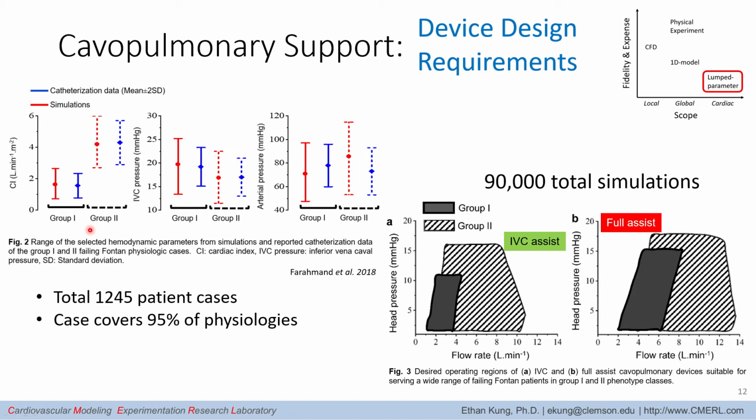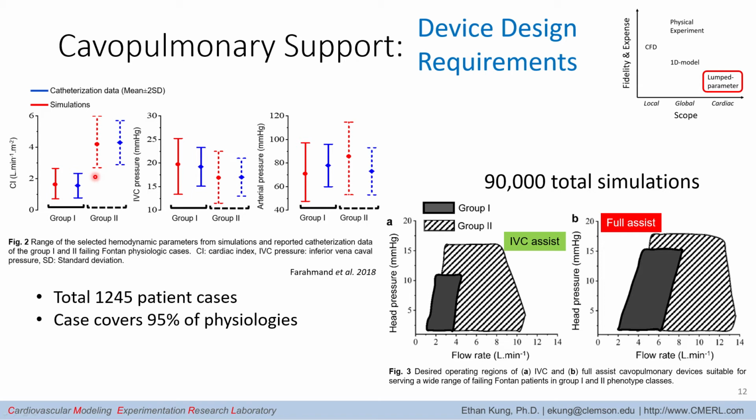Here, if you look at the blue, that's the plus minus 2 standard deviation of clinically observed parameters that we found in literature. And then if you look at all of our simulation together, that's the range. So we want to capture all of those scenarios. And then for each patient case, we want to simulate different kinds of pump input to try to approximate what the physiologic outcome would be. So we ended up running a total of about 90,000 simulations.